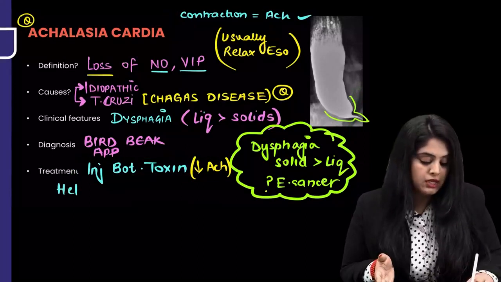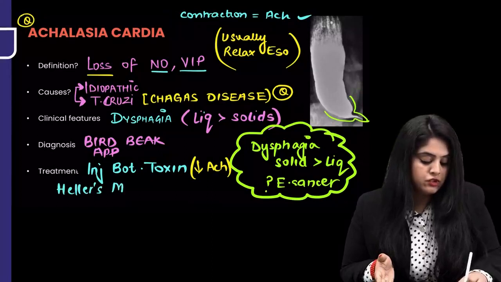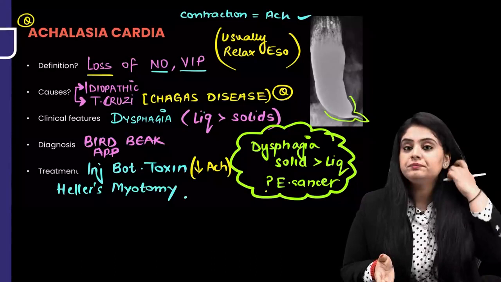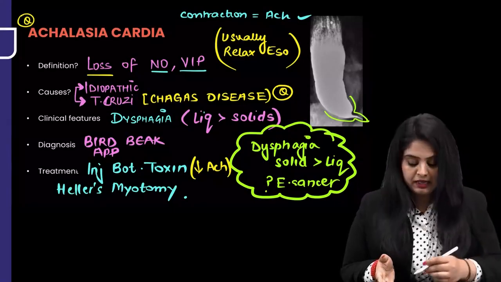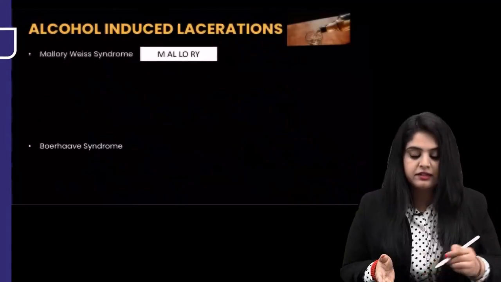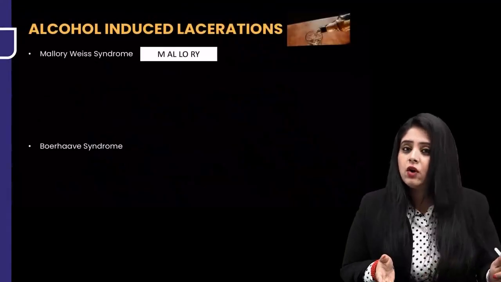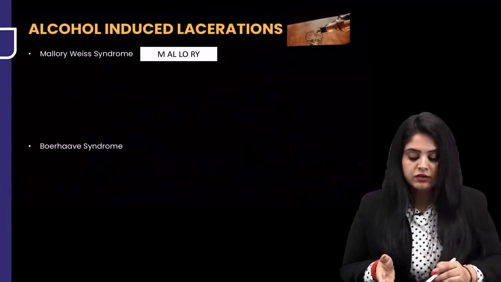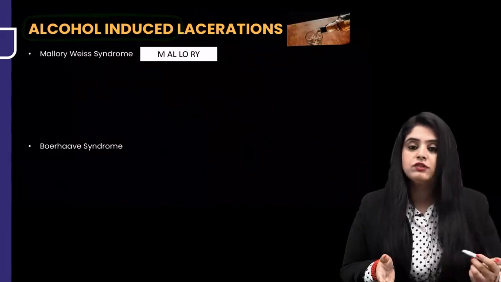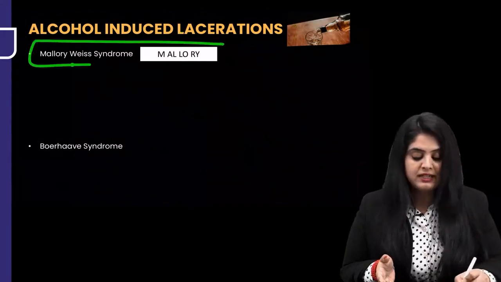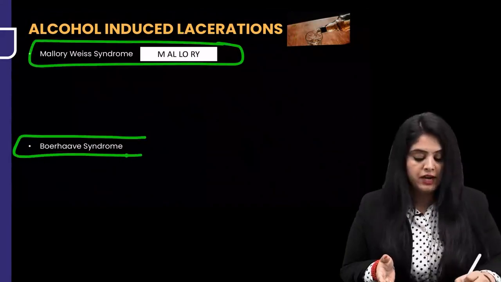If that doesn't work, then we can go ahead and do a surgery that is known as Heller's myotomy, which of course you studied well in your surgical aspect. So that wraps up achalasia cardia for us. Let's move on to the next. There is another condition of the esophagus known as alcohol-induced lacerations. Now the word only tells you that the esophagus is going to have tears or lacerations, and all of that is going to be because of alcohol. So they are of two types. One is a Mallory-Weiss tear and the other is the Boerhaave tears.